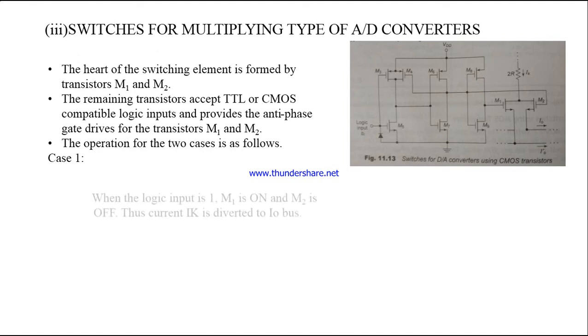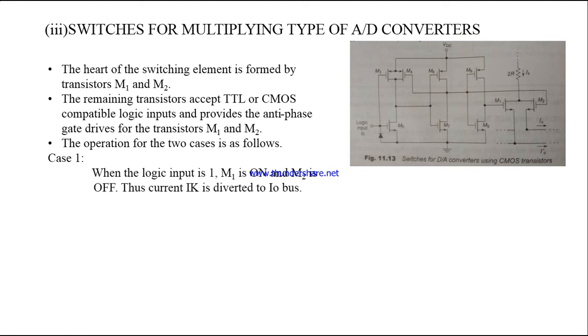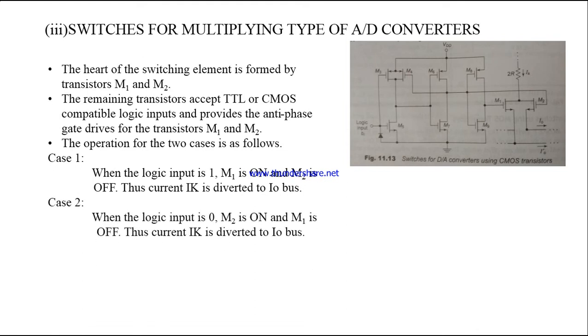The operation for the two cases is as follows. First one, when the logic input is 1, M1 is on and M2 is off, and the current IK is diverted to the I0 bus. And the second case is when the logic input is 0 and M2 is on and M1 is off, then the current IK is diverted to the I0 bar bus.